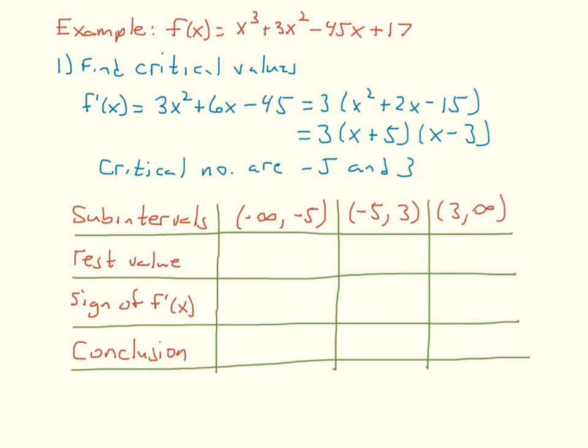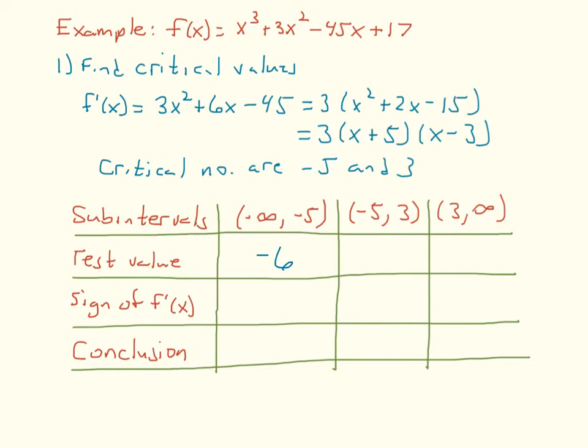So I know that these two critical values are going to break my number line up into 3 intervals. My subintervals are going to be from negative infinity to negative 5, negative 5 to 3, and then 3 to infinity. Now what I have to do is identify test values for each subinterval. I can pick whichever numbers I want. I could use numbers close to negative 5, or farther away. I tend to try to keep things as small as possible. So in this case, my first test value is negative 6.